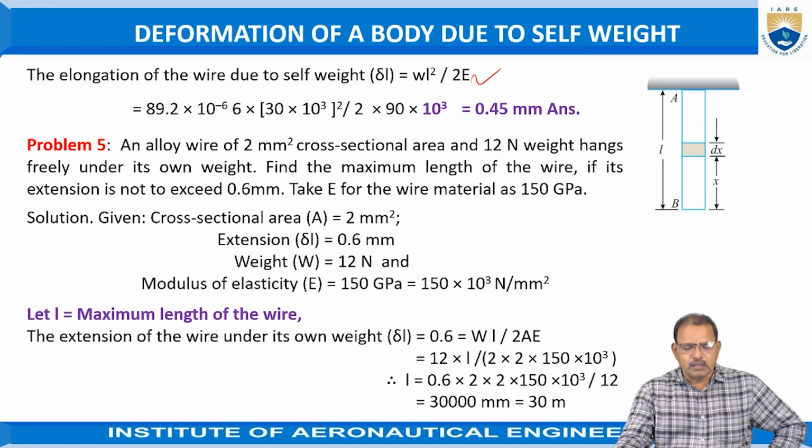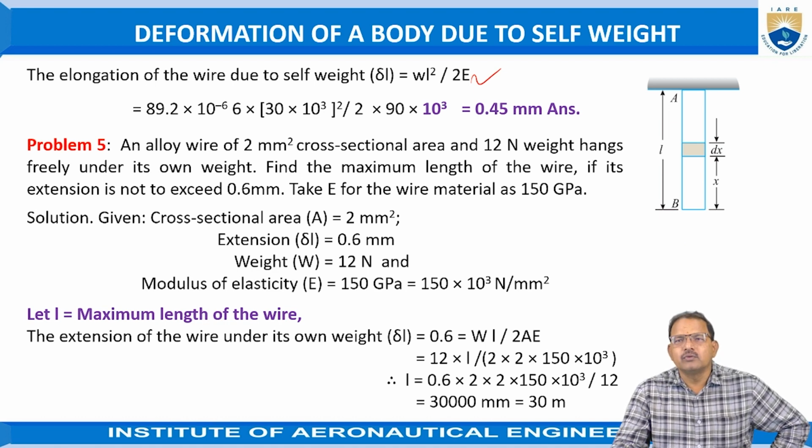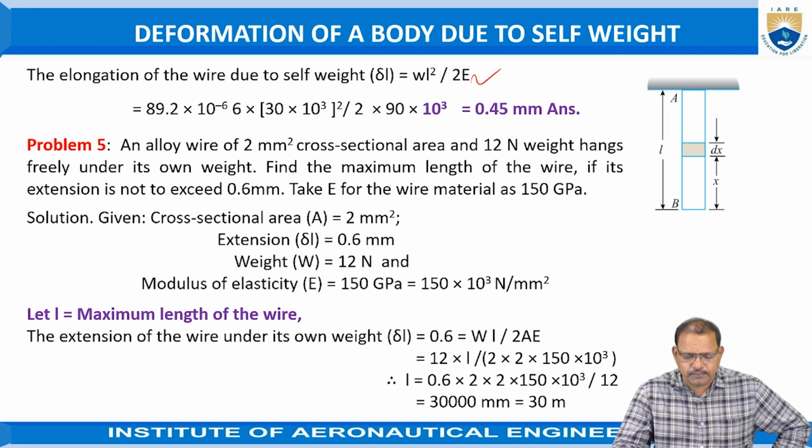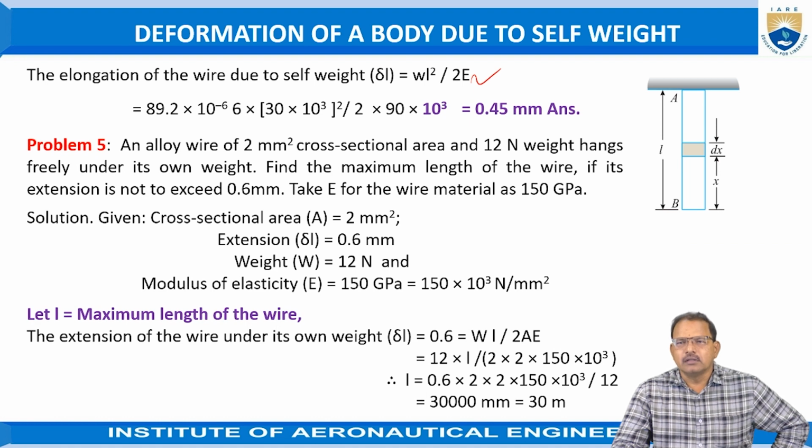The problem number 5. An alloy wire of 2 mm square cross-sectional area and 12 newtons weight hangs freely under its own weight. Find the maximum length of the wire if its extension is not to exceed 0.6 mm. Take Young's modulus for the wire metal as 150 gigapascal.